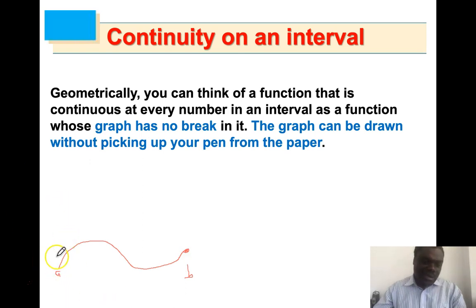But if I draw another function like this, I reach here, I pick up my pen and continue like that. This function is not continuous on the interval AB because it is not continuous at this point. You see, you picked up your pen at this point. You can also have a function that is discontinuous on this interval like this. This function is also discontinuous on that interval.